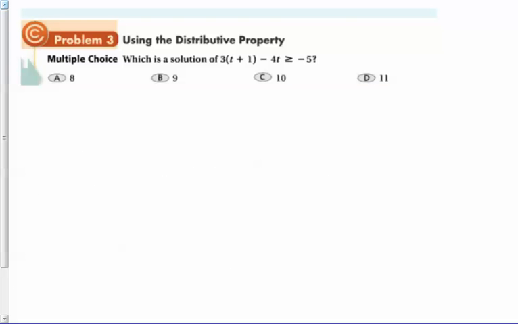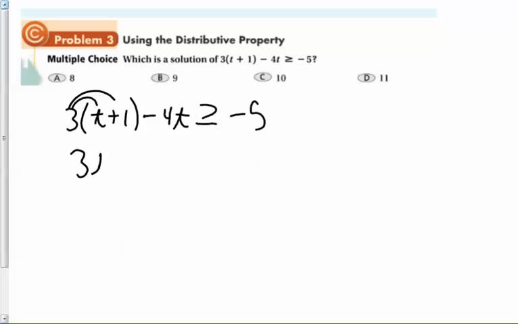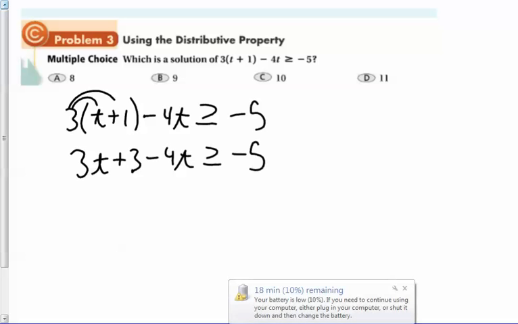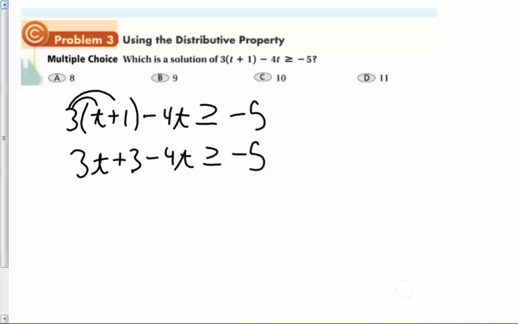Looking at this problem, this is the same old problem as before. So you've got 3 times the quantity t plus 1, minus 4t is greater than or equal to negative 5. Here we're going to distribute, right? So you get 3t plus 3 minus 4t is greater than or equal to negative 5. Now we can combine our like terms, and we get negative t plus 3 is greater than or equal to negative 5.